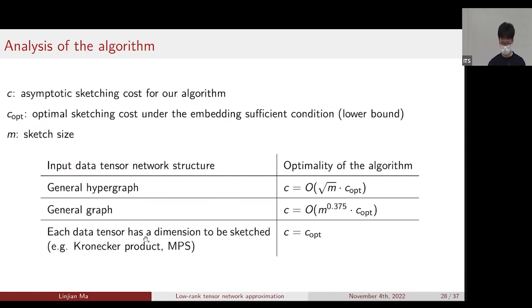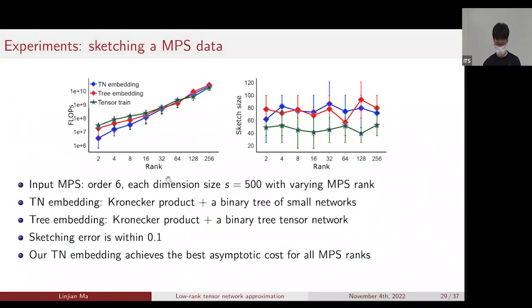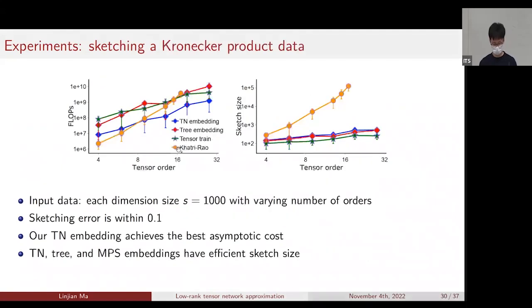When the input data is something like an MPS or Kronecker product, which has a property that each data tensor has a dimension to be sketched, this is the optimal algorithm. And then our algorithm actually achieves the cost lower bound. Let me see. Okay, so I guess I'll skip the experimental results. Basically, this shows that our embedding, which is shown in the blue one, has better cost than the existing ones, although in some of the regimes, they also perform similarly.